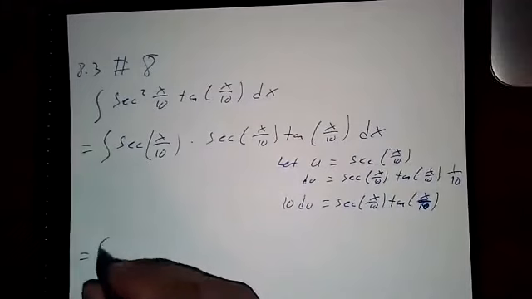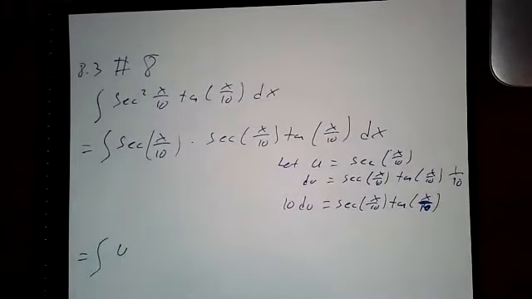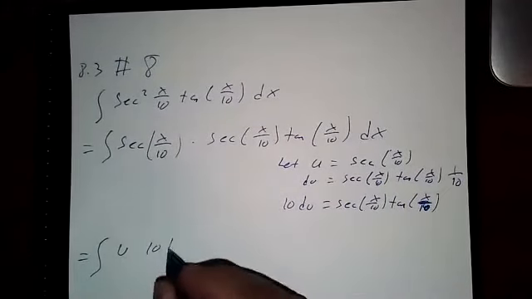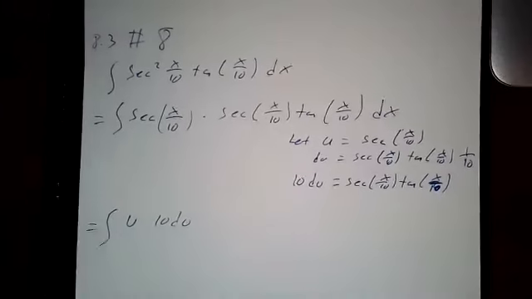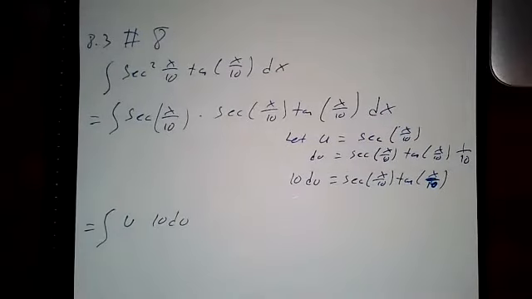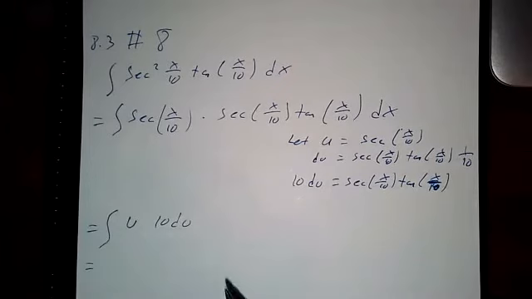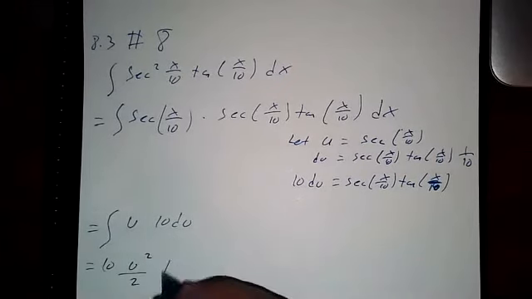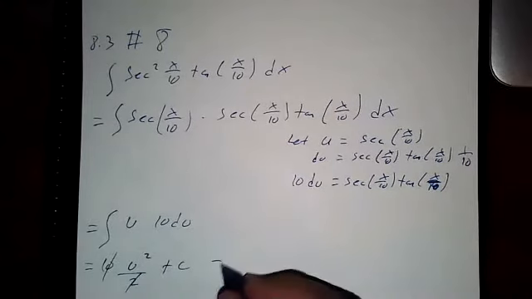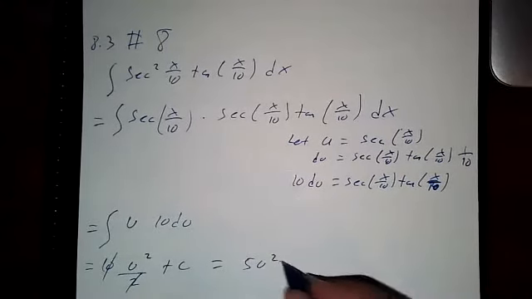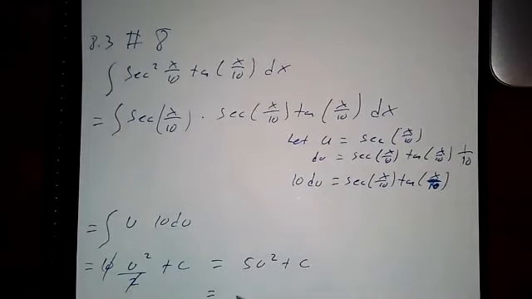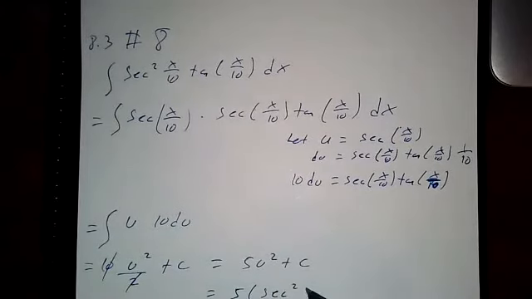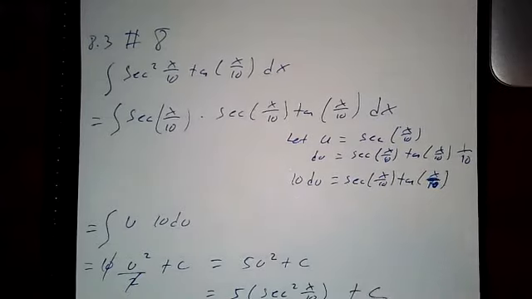So the integral will simply be just u 10 du, right? So that would be u squared over 2 plus c, giving me 5u squared plus c, which is actually 5 times secant squared of x over 10 plus c.